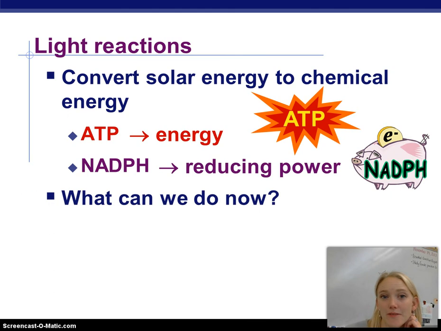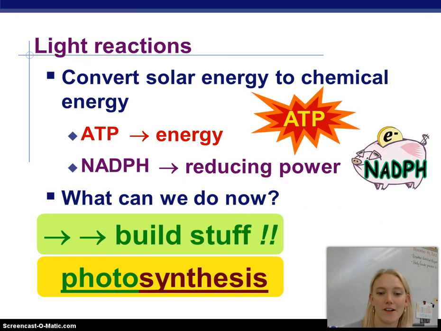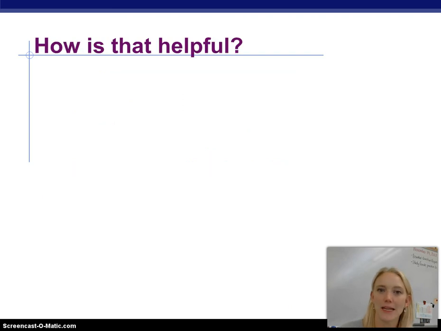So what can we do now? Well, something very important, which is build stuff. And the things that we can build are all the organic molecules. So this is photo, our first set of reactions. Now our second set is going to be synthesis, where we're going to make sugar. Not we, but plants.